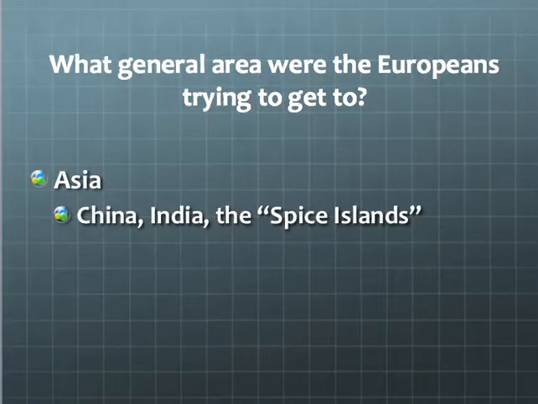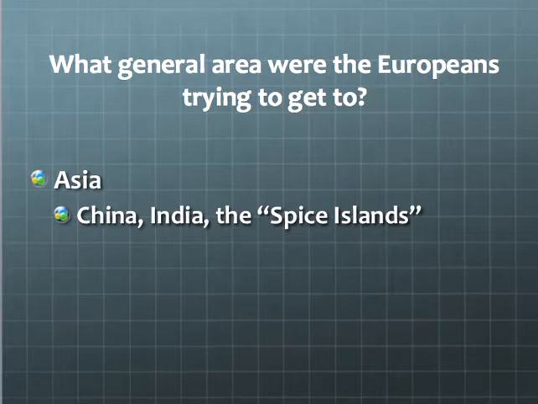What general area were the Europeans attempting or trying to get to? Okay, they were not trying to get to the Americas. They were trying to get to Asia. Okay, China, India, and the Spice Islands, which is now like Indonesia. And that's where they were trying to get to.